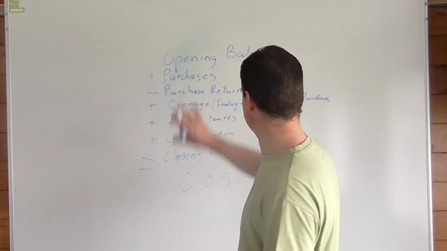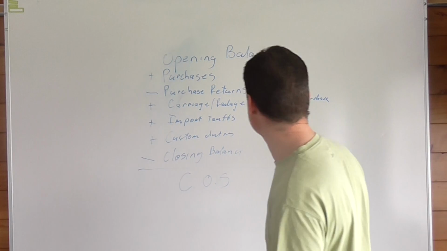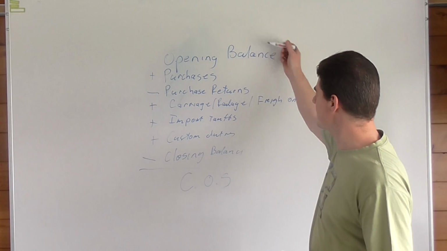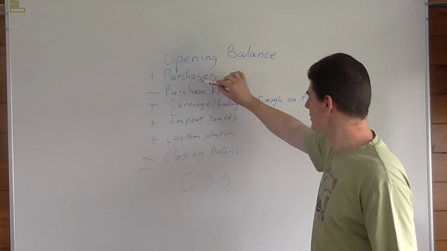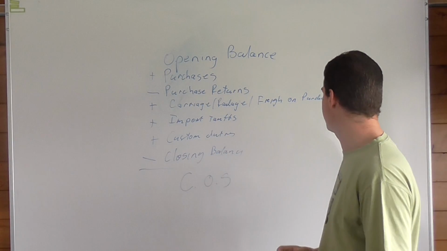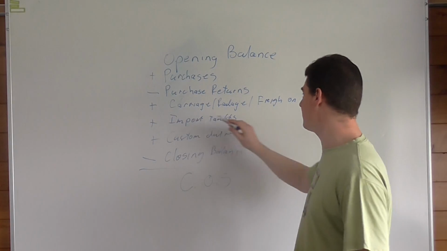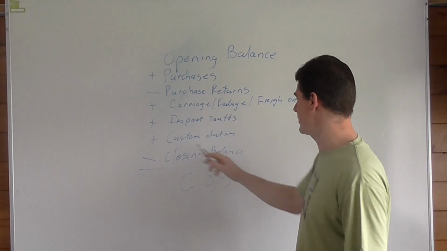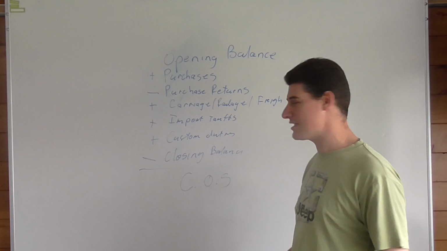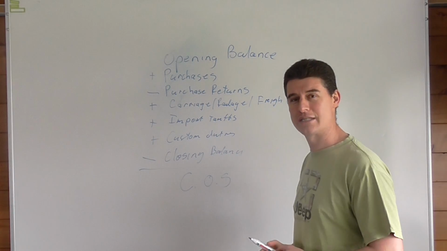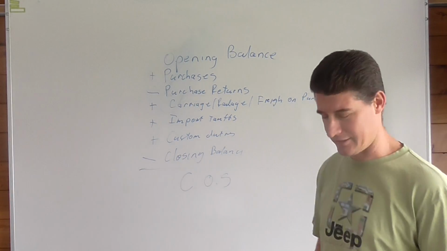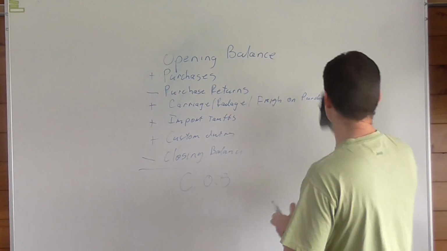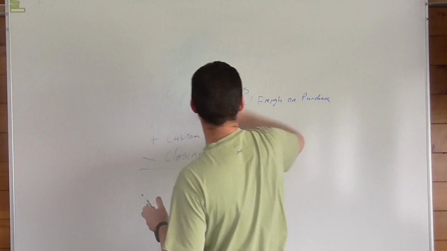But now we're doing the periodic inventory system. So you've got your opening balance plus your purchases minus your purchase returns plus your carriage, railage, freight on purchases, import tariffs also on purchases, custom duties on purchases, minus your closing balance, which will give you your cost of sales. Great stuff.